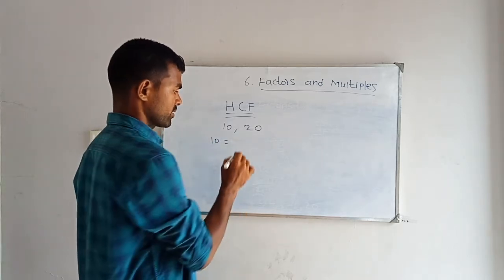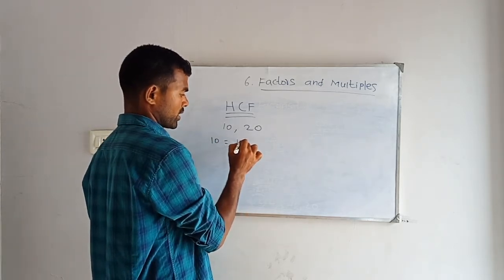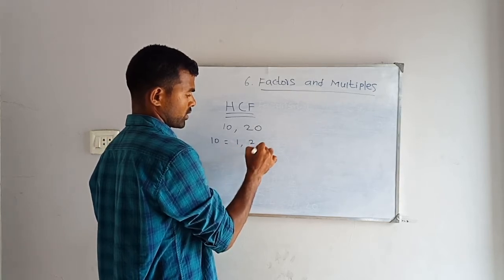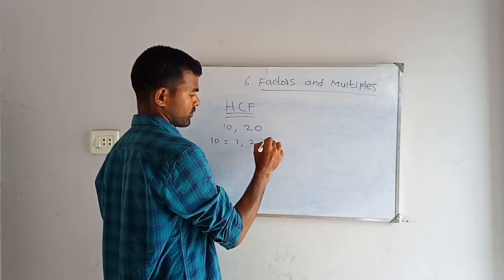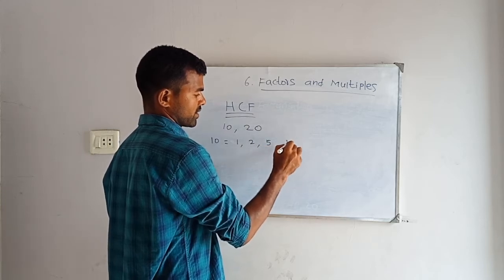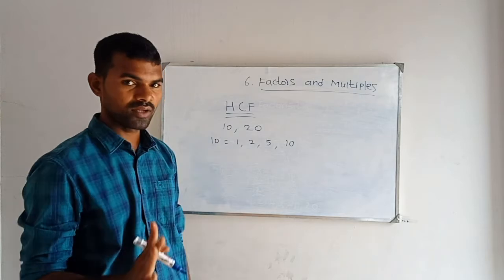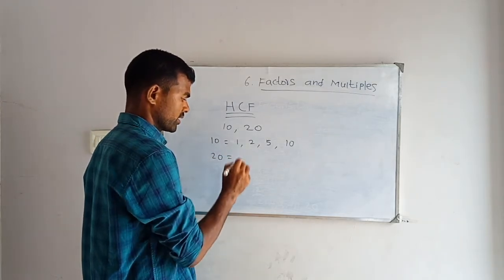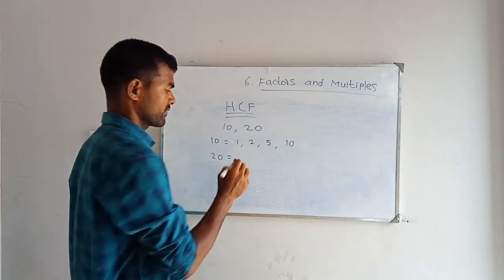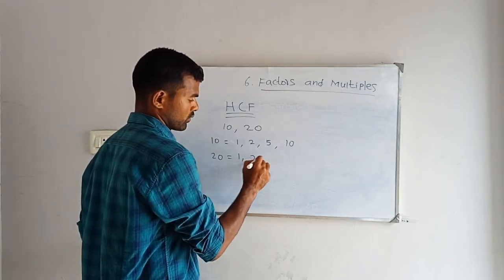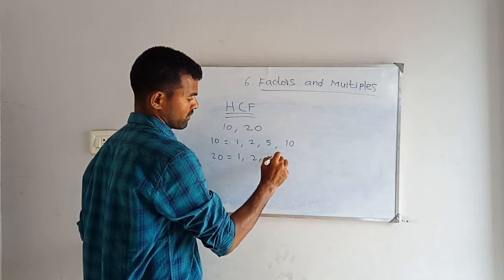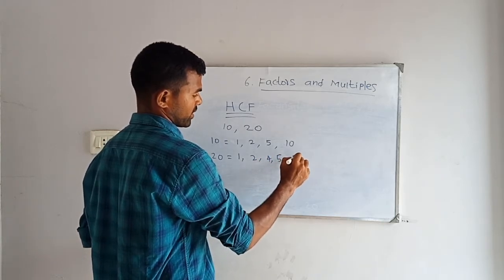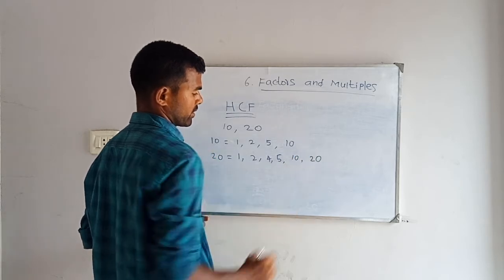Factors of 10 are 1, then 2, then 5, and last 10. Yes, no? 10 has only 4 factors. Then 20, what are the factors of 20? It has how many factors? 6 factors. 1, 2, 4, 5, then 10, then 20. Yes, no?